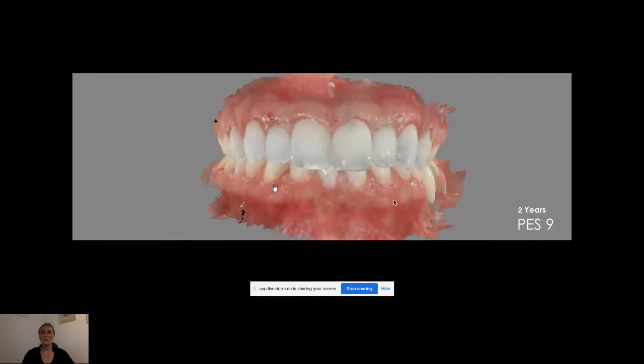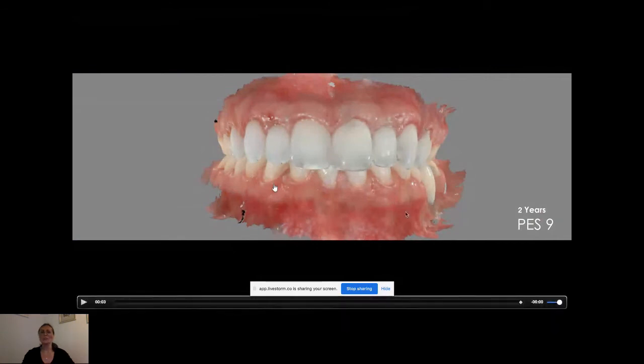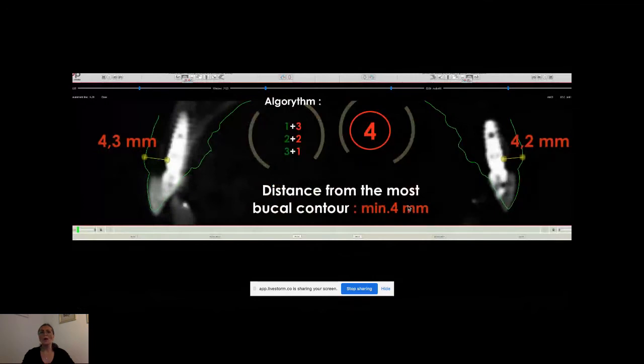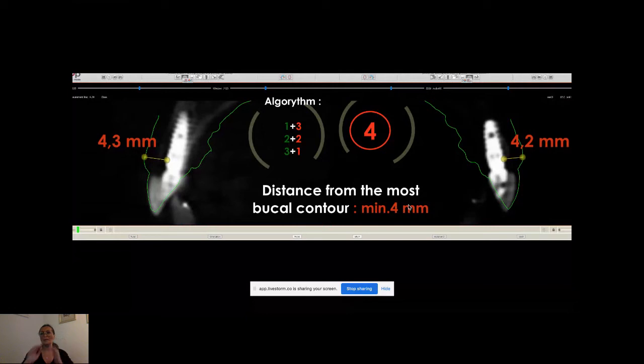After 2 years, we had the permission of the patient to do, again, a cone beam CT and a scan. Overlapping and matching the two, we saw that in these regions, because we had that around 4 millimeter algorithm for the placing of the implant in the depth and in the buccal aspect, we have a constant situation. We didn't have any volume loss. And the aesthetic situation, as you saw before, was constant.